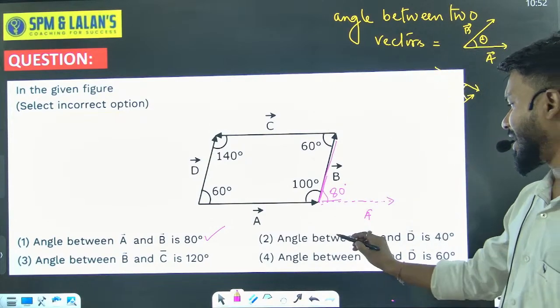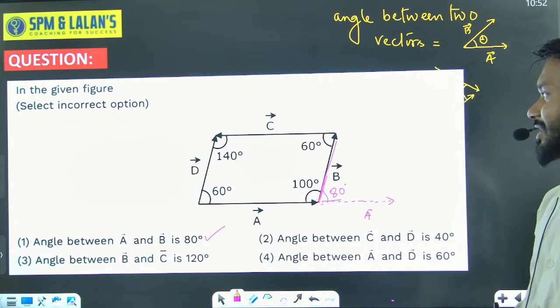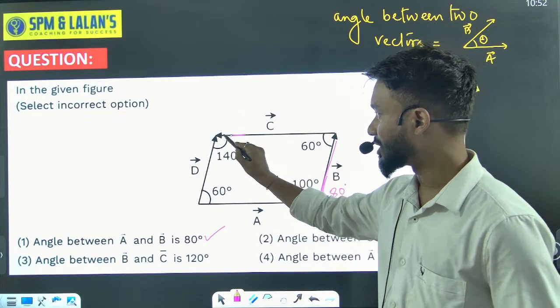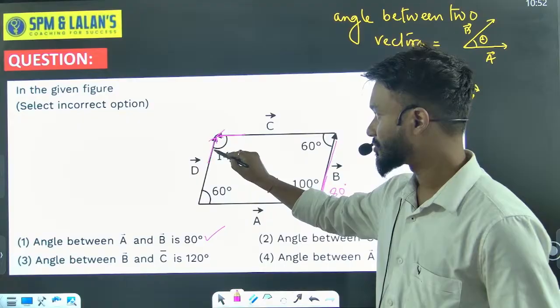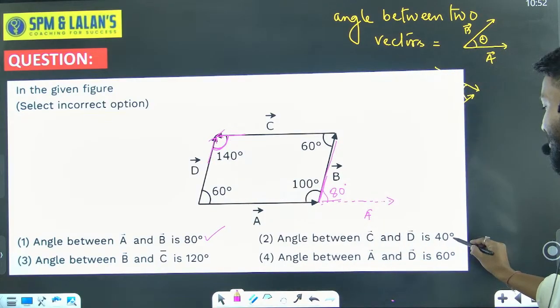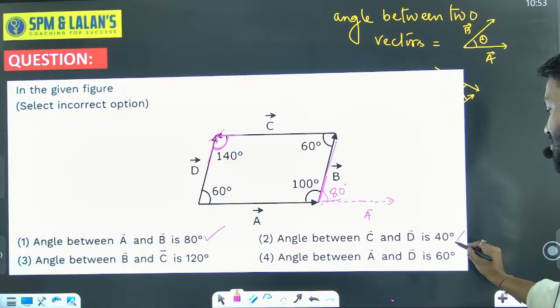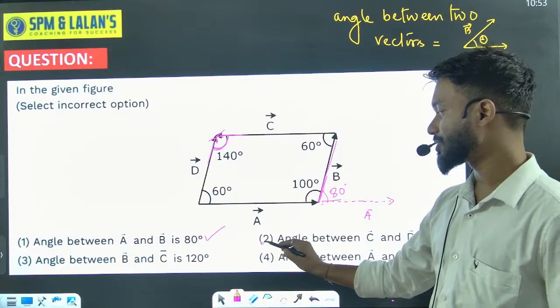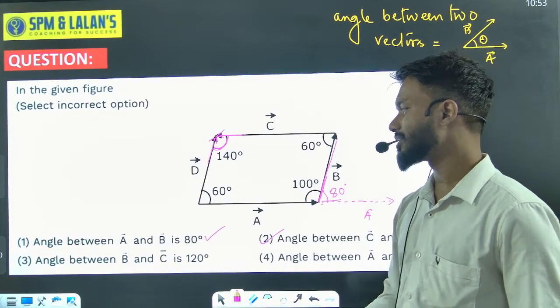Next, angle between C vector and D vector. This is our C vector and this is our D vector. They are joined head and head. So what will the angle be? 140 degrees. But here it is given as 40 degrees. So this answer is wrong and they have asked to select the incorrect option. So the answer will be option number 2. But let's check the others as well.